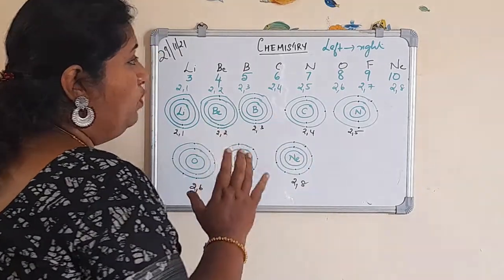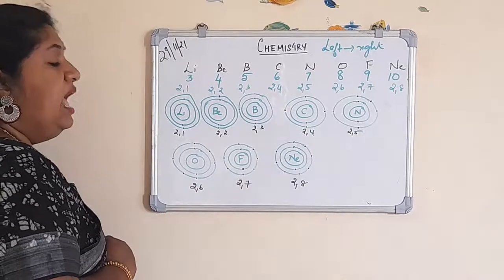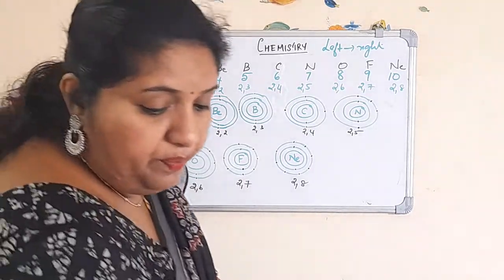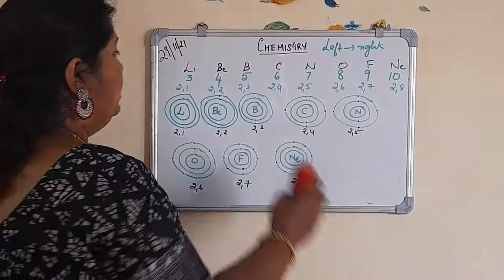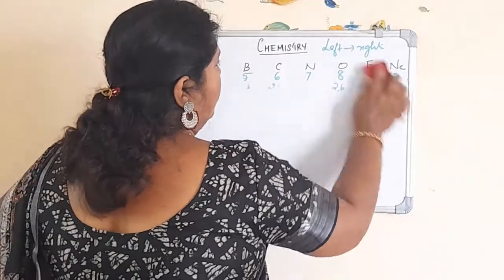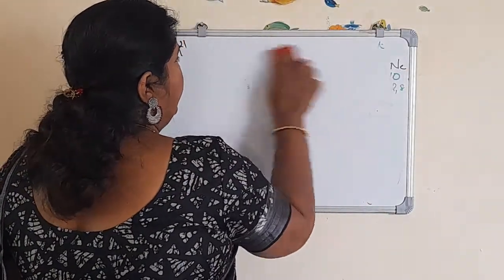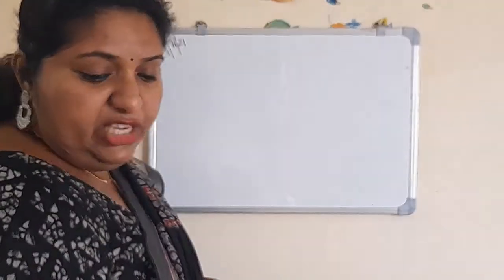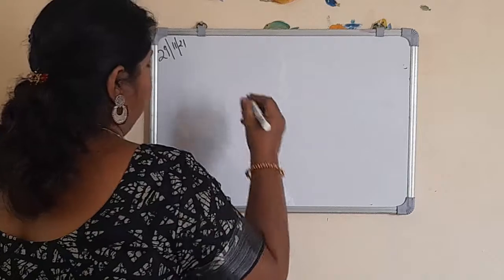So as we move from left to right across the period, atomic size decreases. Okay. Now the next one we are going to study is about ionization energy. Now what do you mean by ionization energy? Okay. Ionization energy means, see, sodium.